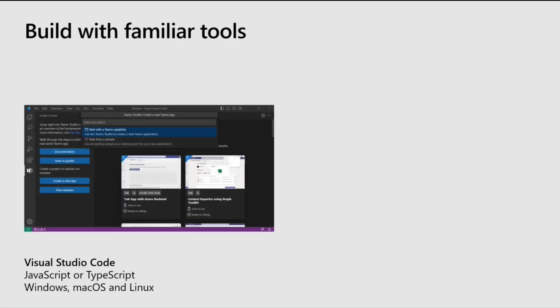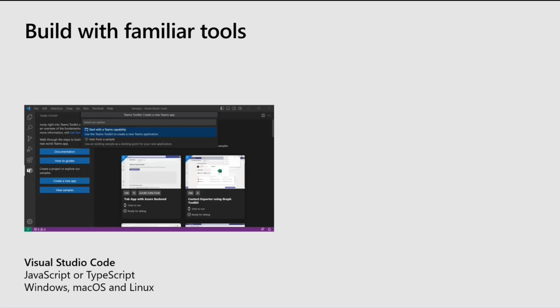Okay, Teams Toolkit. So let's have a quick overview. Teams Toolkit is a series of tools. One tool for Visual Studio Code. It's a Visual Studio Code extension. It helps you build, deploy, and publish Teams apps directly in Visual Studio Code.